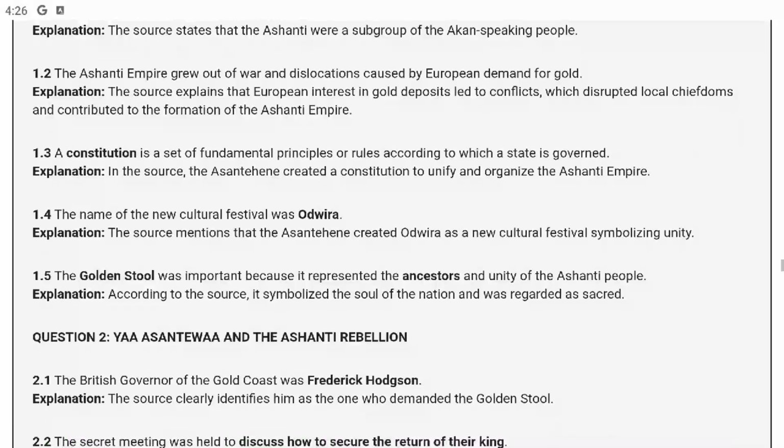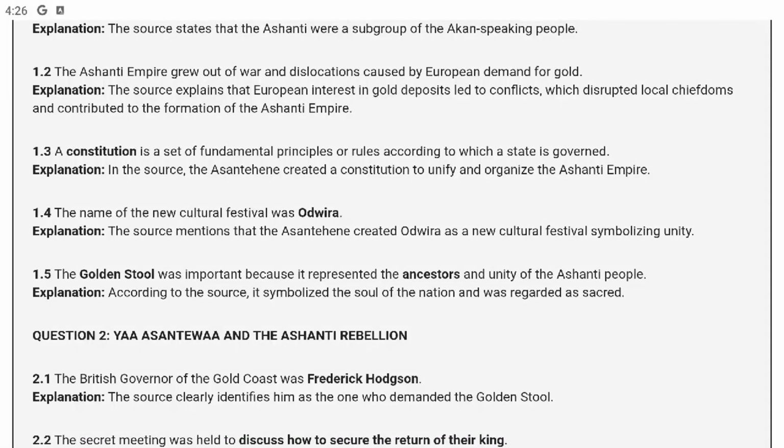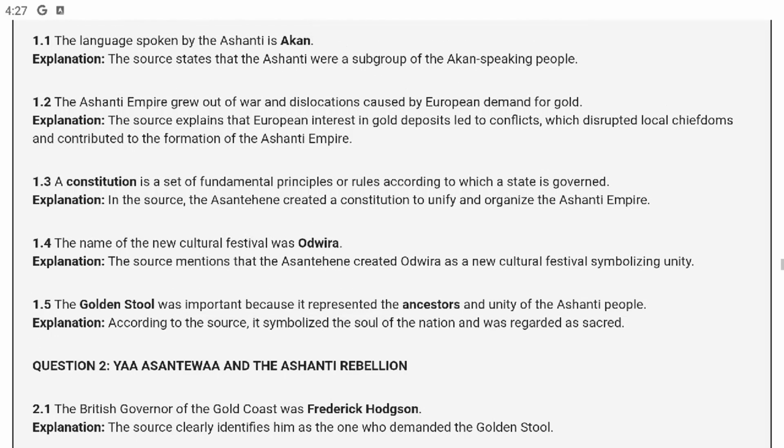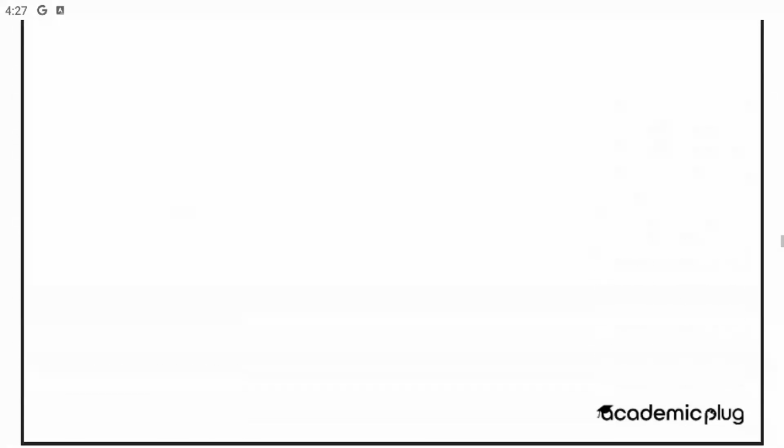The golden stool was important because it represented the ancestors and the unity of the Ashanti people. That was the importance of the golden stool, as stated in the context as I read it. According to the source, it symbolized the soul of the nation and was regarded as sacred. So that was the reason why it was important. That's question 1. Now, let's come to question 2.